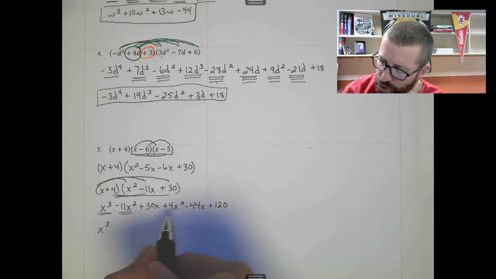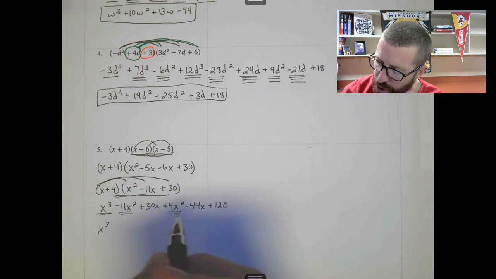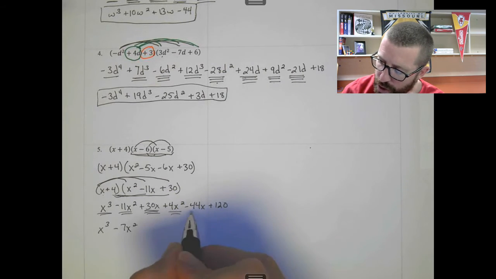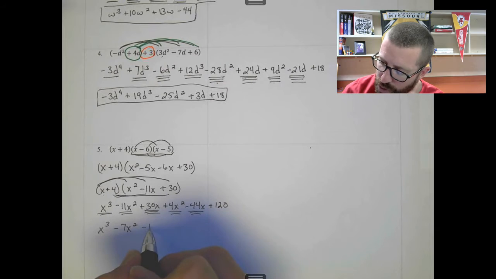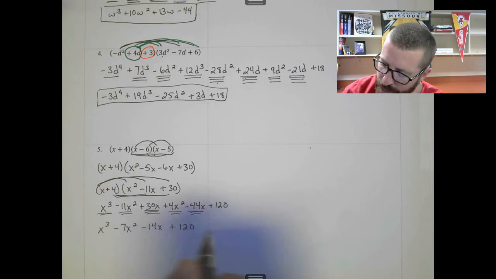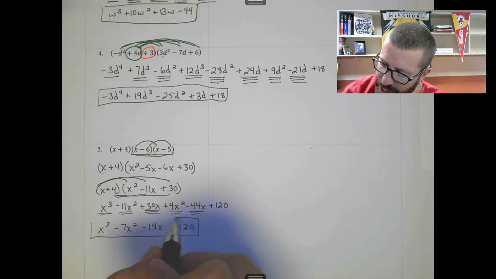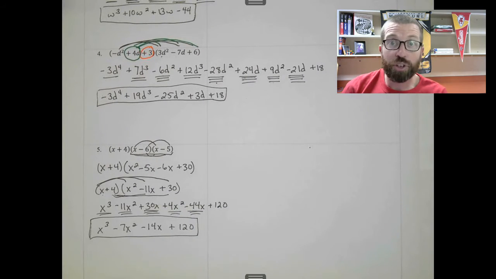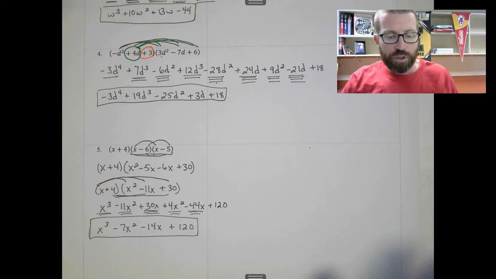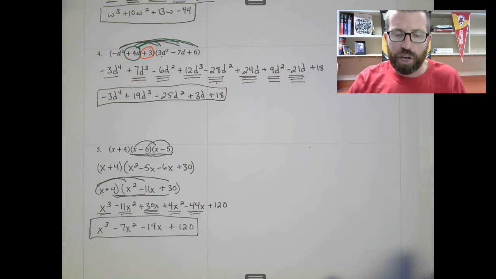We have negative 11x squared and 4x squared, negative 11 and 4. So that's negative 7x squared. And then 30 and negative 44 makes negative 14x. And then plus 120. Hopefully I did not make any mistakes. And hopefully you don't either. Be careful. There's a lot of multiplication going on in this problem. So many chances to make a common mistake.